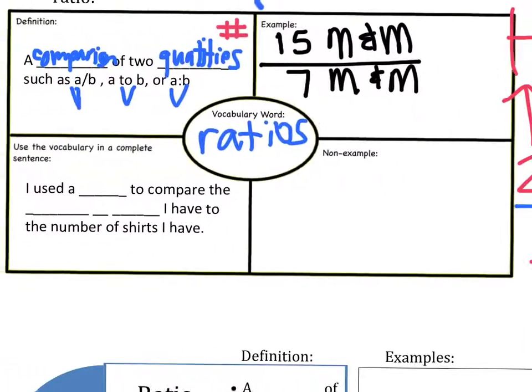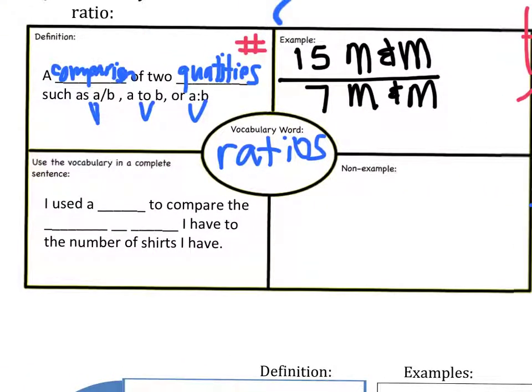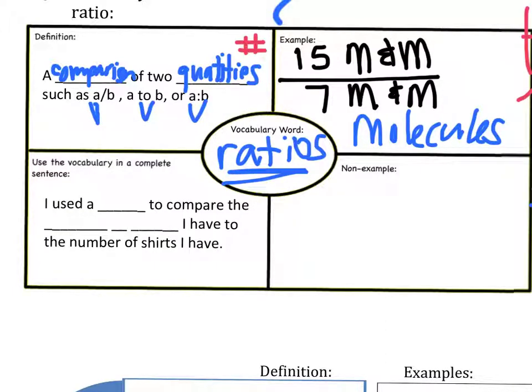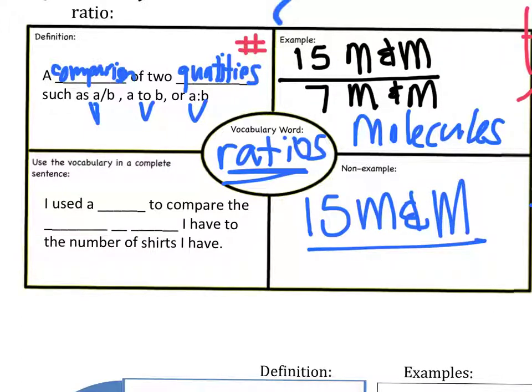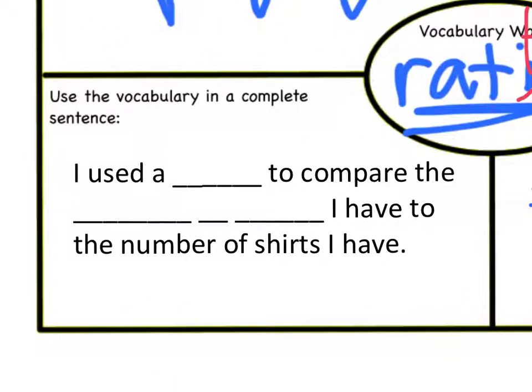In fact, let's go ahead and move that over. And I'm going to go ahead and write down molecules because those truly are ratios. Let's look at some non-examples. For example, if you're saying 15 M&Ms, that's not an example because we're not making a comparison. We're just saying 15 M&Ms. That doesn't help us.